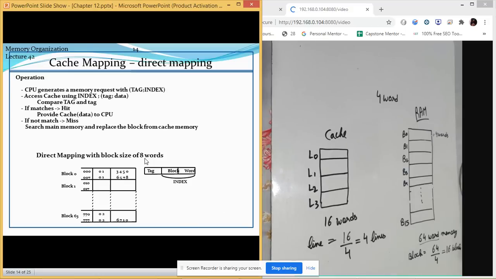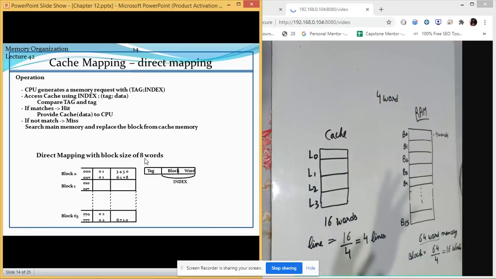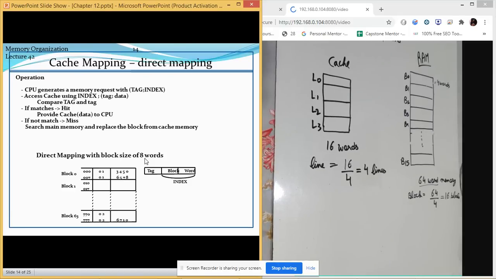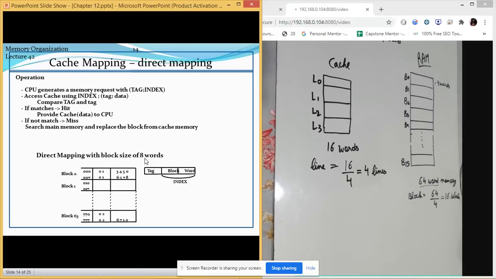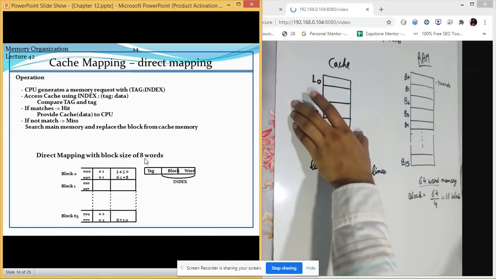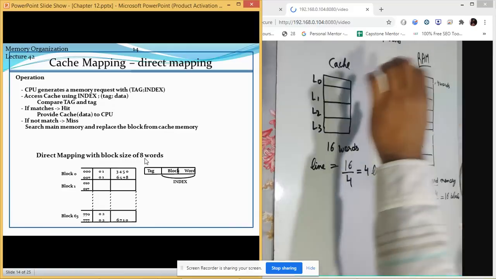Now which block can be placed in which line? There is one decision which you need to make. What is that decision? What actually is our purpose here? We have a RAM memory, we have cache. We need to pick up certain data from RAM and shift it to cache.